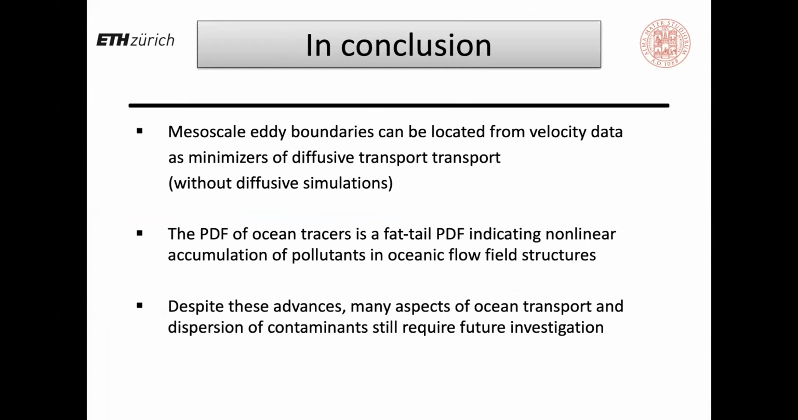So mesoscale boundaries can be located from velocity data as minimizers of diffusive transport, without diffusive simulations. This is George Haller's method, which I tried to explain. The PDF of ocean tracers is a fat tail PDF, indicating nonlinear accumulation of pollutants in oceanic flow field structures. And despite some advantages and disadvantages, many aspects still require future investigation. Thank you very much.